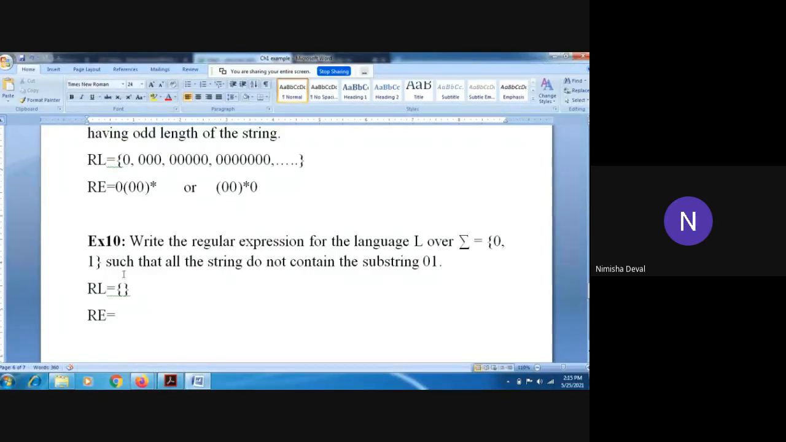Write the regular expression for the language over the input alphabet set 0, 1 such that all strings do not contain the substring 0, 1. Remaining all strings are possible. Only the substring 0, 1 will not be there. So first write a set for this regular language and then generate its regular expression. Can you try it? Meanwhile, I will take the attendance.